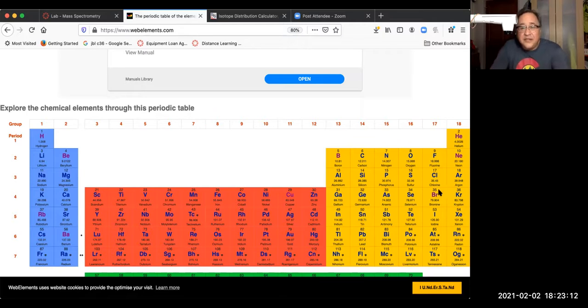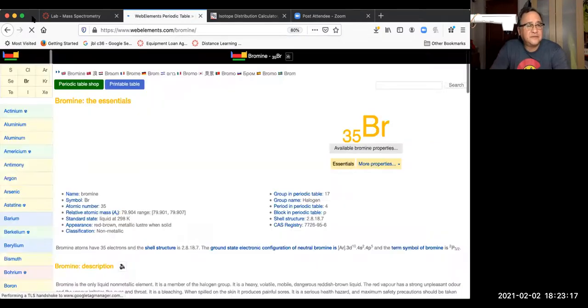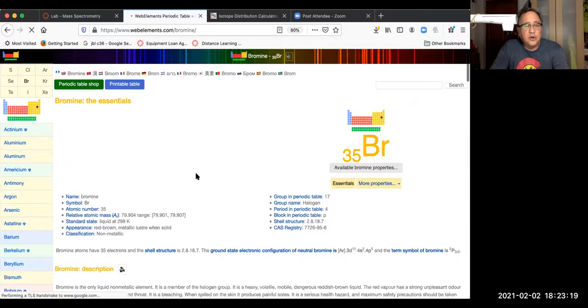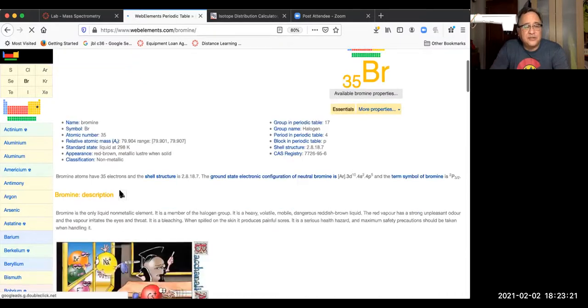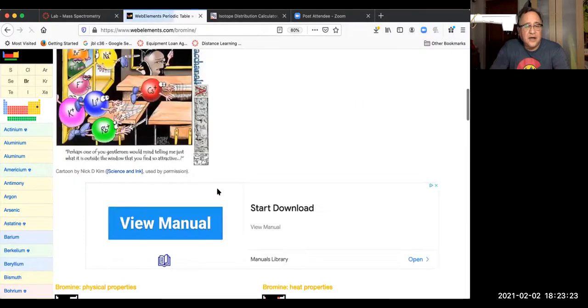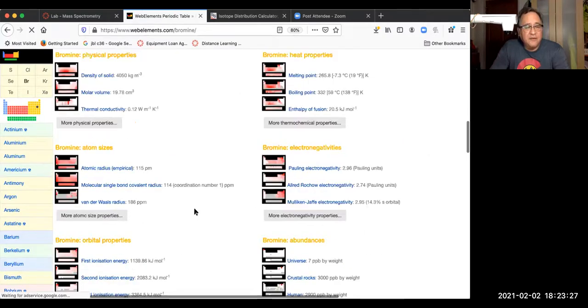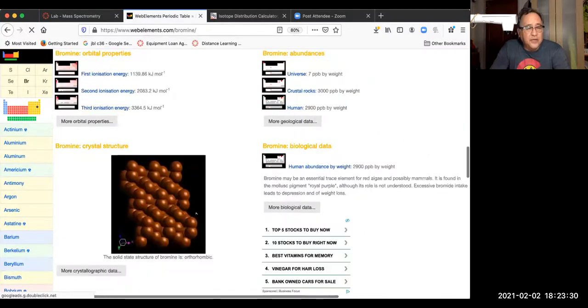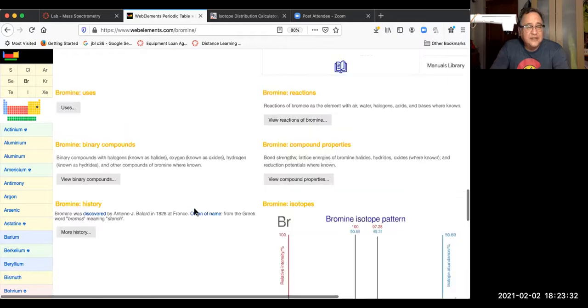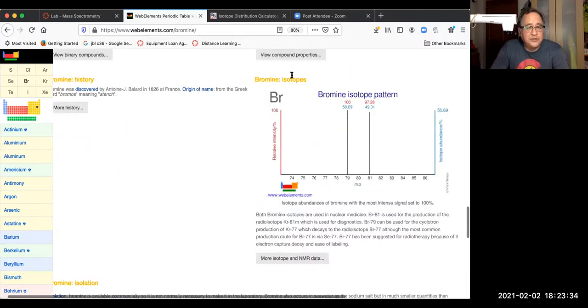And here's the link to bromine. And if we scroll down, you see we have bromine description, physical properties. And if we keep scrolling, you'll notice we get to a place where we actually see something that says bromine isotopes and the bromine isotope pattern. And then we have more isotope and NMR data. So we want to link there.